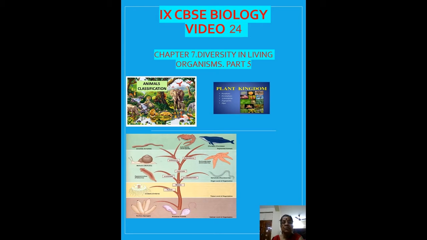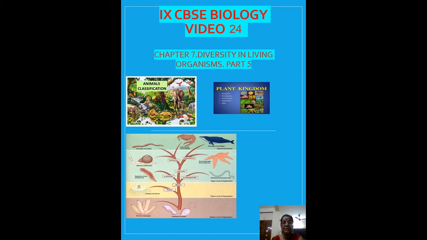And what you're observing in this figure is animal classification, as we have learnt in video number 19. At kingdom Animalia, they are classified based on several criteria. What are they? Level of organization, germ layers, symmetry, presence or absence of coelom, and then presence or absence of notochord as invertebrates and vertebrates. Invertebrates are classified into different phyla.